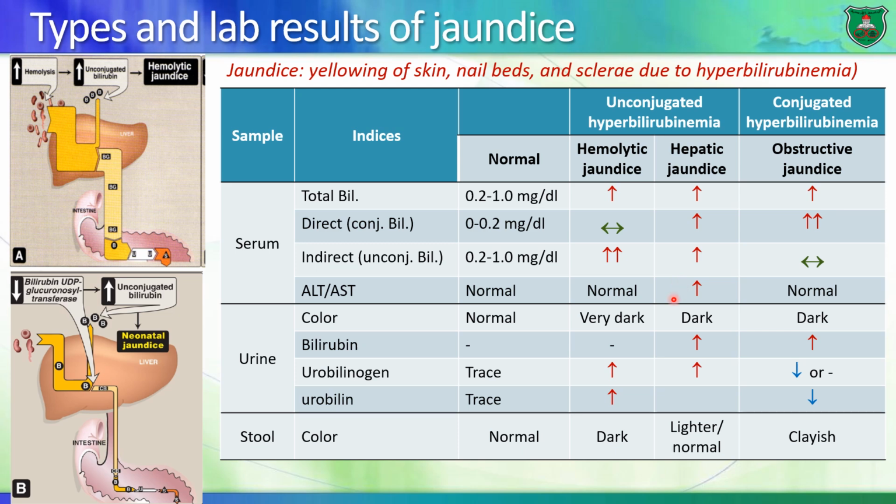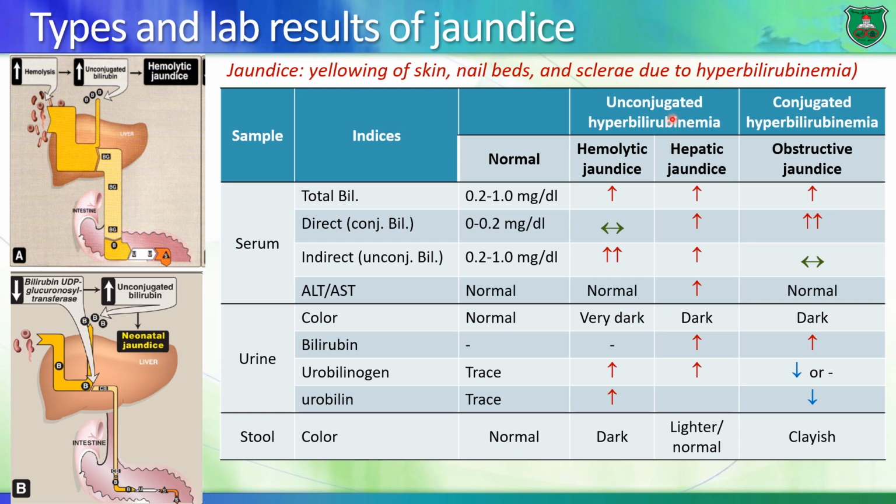Since we're talking about hepatic jaundice and we have a problem in the liver, there would be increased liver enzymes in the blood as well. Urine would look darker because of the release of all of these forms of bilirubin into the blood, which are taken to the kidneys. Now, stool would look either normal or lighter in color, since there would be reduced bilirubin and its conjugates reaching the intestines.